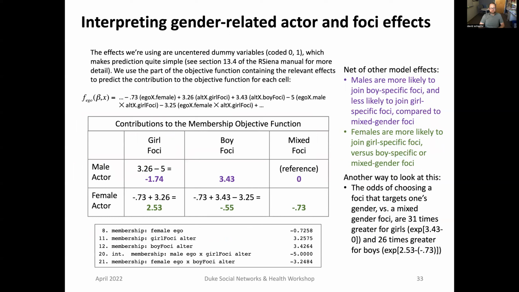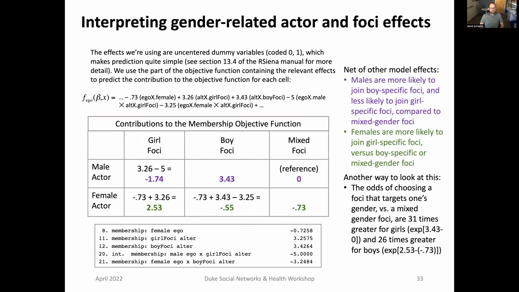I do want to point out, though, when we are including interactions, such as this actor gender by foci gender specificity, when it comes to interpretation, anything with interactions gets complicated. Okay, and the go-to way to reduce that complexity and make it understandable is to calculate predicted values. So in the case of Siena models, that is calculating ego-alter selection or ego-alter influence tables. So here we have an ego-alter selection table.